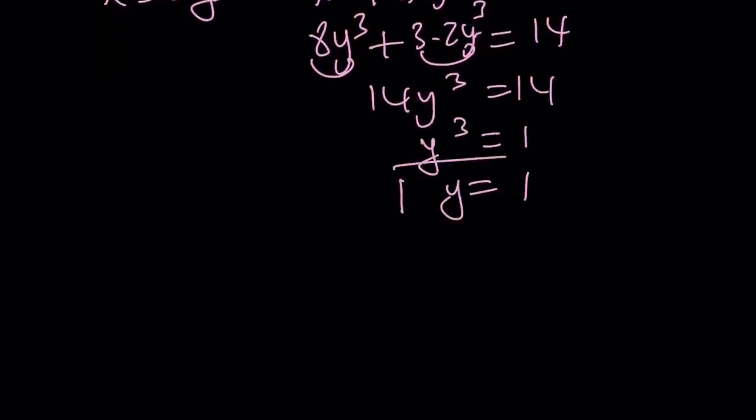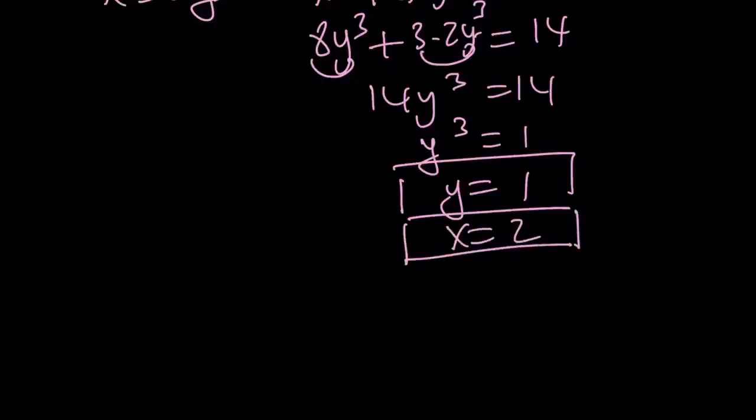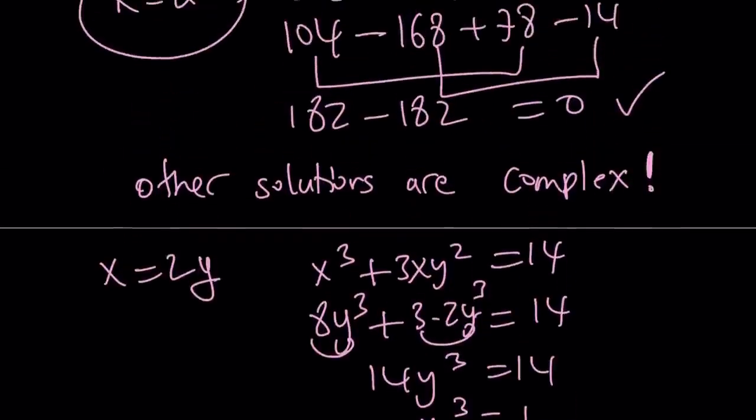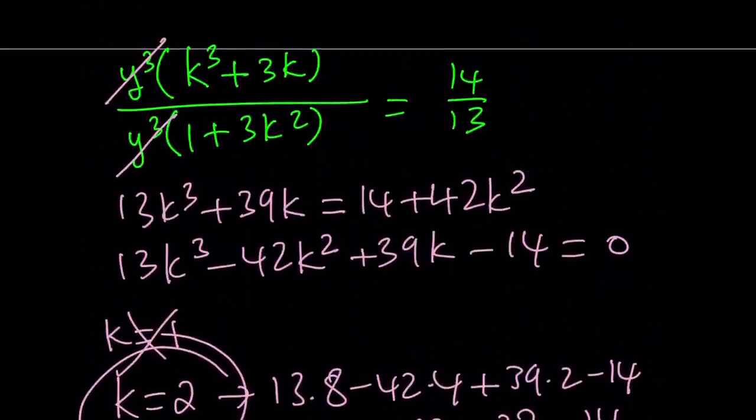Okay? Great. So y equals 1 implies x equals 2, because x is 2 times y. But do we really have to do this? Nah, I don't think so. Take a look at this expression right here.